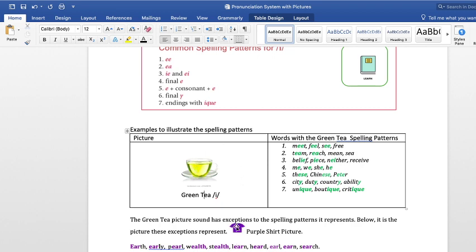It's pronounced like purple shirt. Like purple shirt, right? This is the sound of these words. Purple shirt. Earth. Early. Pearl. Wealth. Stealth. Learn. Heard. Earl. Earn. Search. Purple shirt. Right? Purple shirt. Earth. Early. Pearl. Wealth. Stealth. Learn. Heard. Earl. Earn. Search.